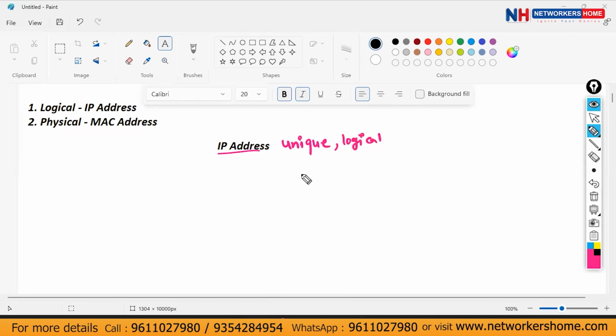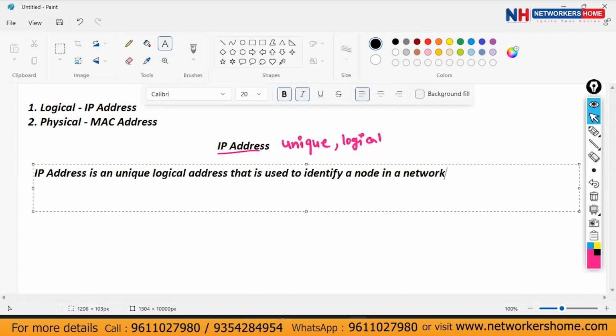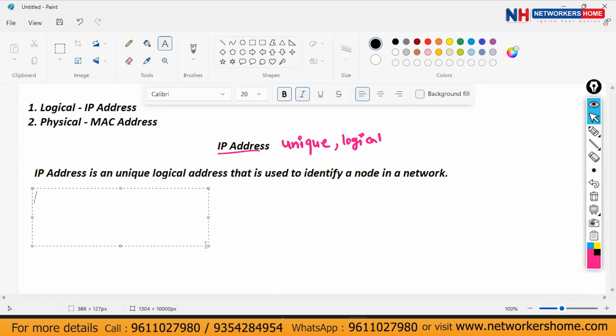Okay. So if you want to define your IP address, remember that an address is used to identify. So you can define IP address as a unique logical address that is used to identify a networking device or a node in a network. This is how you can define your IP address. So in this one definition, we covered the points. It should be unique. It should not repeat. And this is a logical type of address, means it is not fixed with the device. It can be changed. Okay. Then your IP address has two versions.